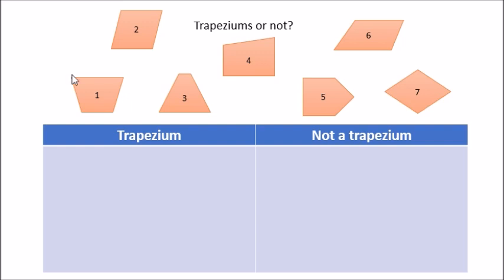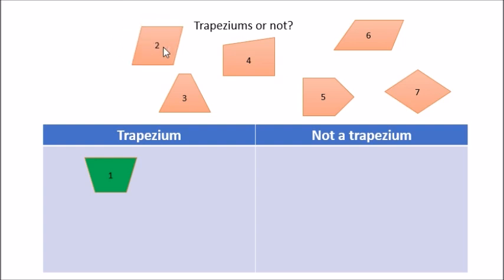So number 1, the top line and the bottom line are parallel. They go in exactly the same direction and they never meet each other. Therefore, shape number 1 is a trapezium. Shape number 2 has the top line and the bottom line parallel, but also the left and right are parallel. Therefore, it is not a trapezium. And because these lines are the same length, this is in fact a rhombus.